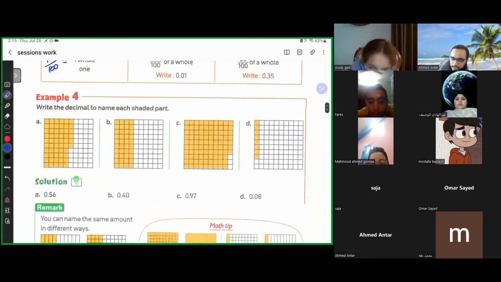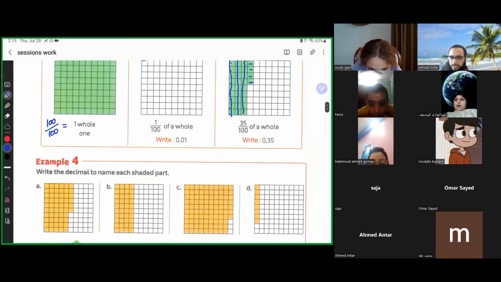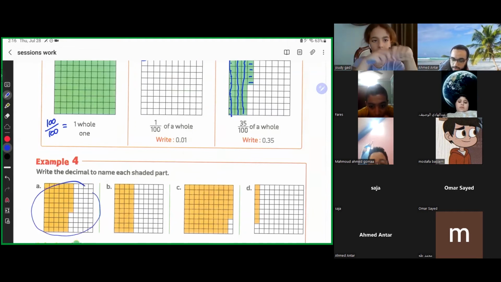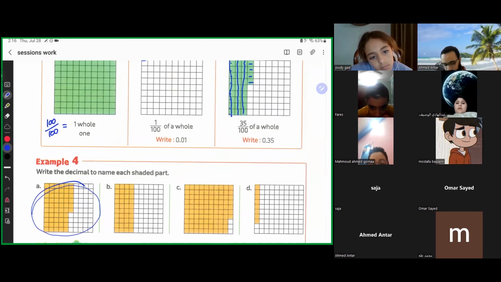So let us solve an example. Answer with me, Omar. Omar, can you hear me well? Yes, teacher. Write the decimal to name each shaded part. The shaded part here, you can write in decimal form as what?